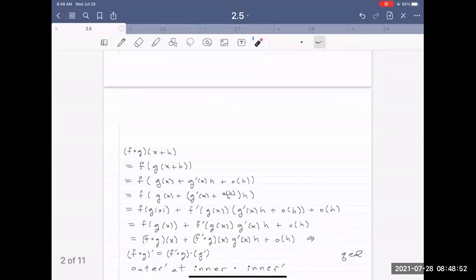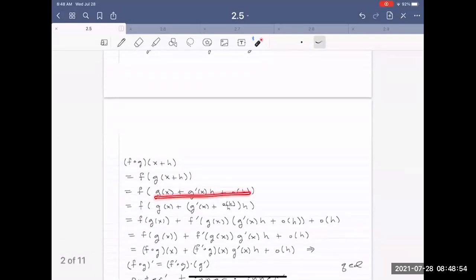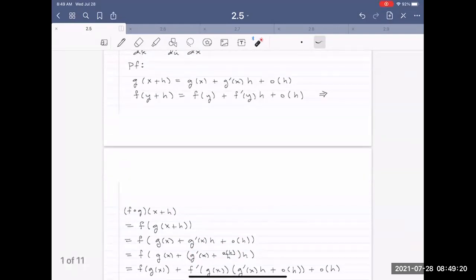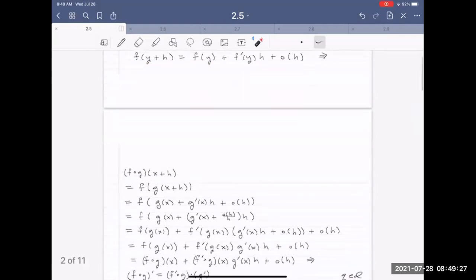Let me rewrite this and factor out an h. So this is equal to f evaluated at g of x plus, the quantity g prime of x plus little o of h over h, times h. And so I have this, and let's use this fact.